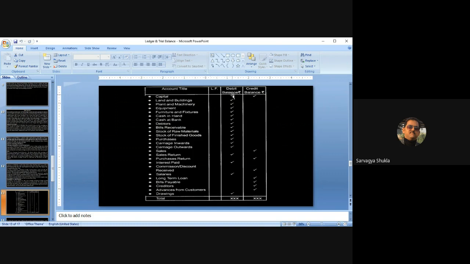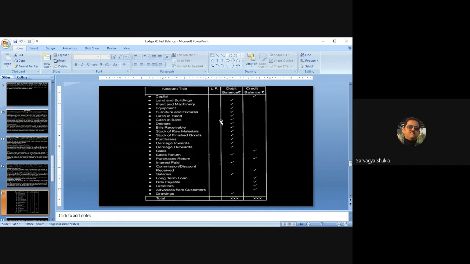Then the debit balance amount and credit balance amount, and the respective accounts prepared in the ledger will be posted one by one. Capital account, we know, has a credit balance, so it will be posted on the credit side. Land and building is an asset, so it has a debit balance. Plant and machinery will have a debit balance. Equipment is an asset, will have a debit balance. Furniture and fixtures will have a debit balance.